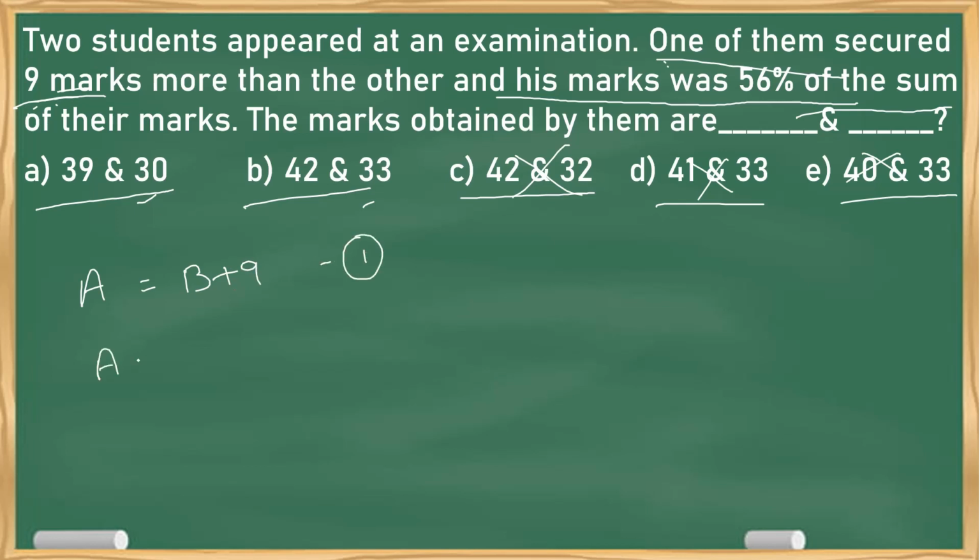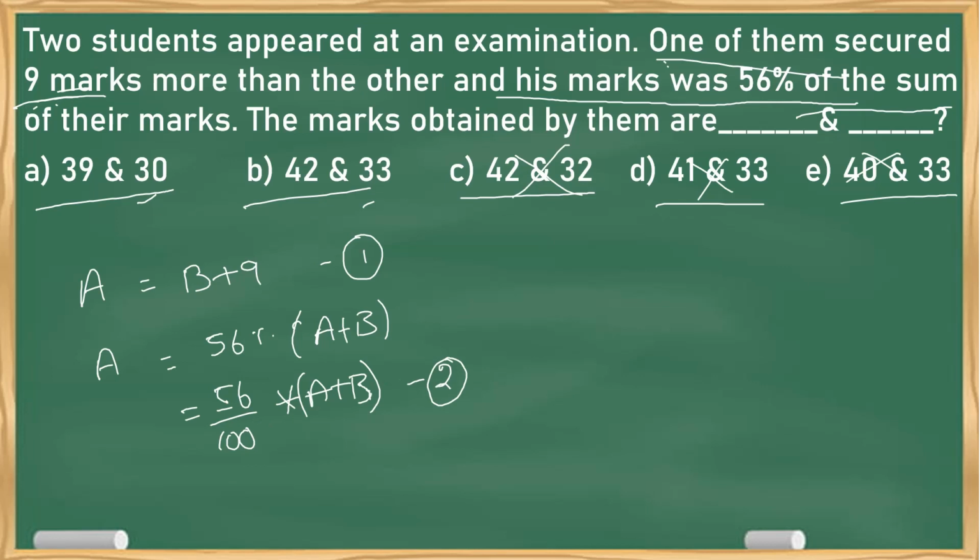And he has said one more thing. A is equal to 56% of A plus B. So 56% means 56 by 100 into A plus B. Clear? This is an important point. This is the second equation. But in the second equation itself, we can solve the problem. Why? Because how many times 4 is 56? 14 fours are 56. 14 into 25.